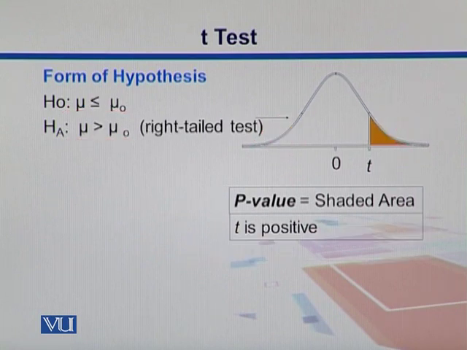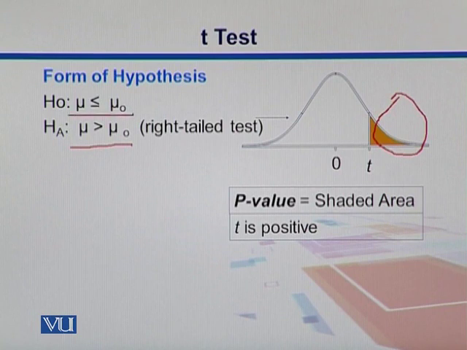Sometimes our interest is to find a big number compared to some given mean, that is mu naught. In that case, our alternative is mu is greater than mu naught. So we are testing towards this right tail, and that's why we call it a right tail test. Our alternative is mu is greater than mu naught, whereas our null is mu is less than or equal to mu naught. Now t is again a positive number here.